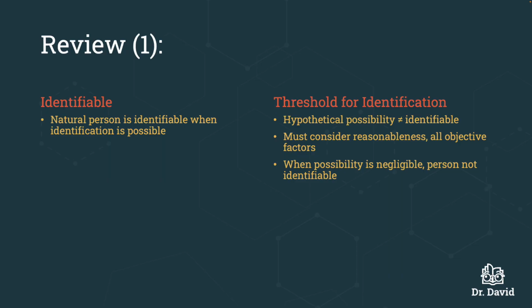In this lecture, we went over part 3 of the definition of personal data. We looked at identified or identifiable. Remember that a natural person is identifiable when identification is possible. When it comes to trying to determine whether or not a piece of data is considered personal data, remember that if there's a hypothetical possibility that this data could be used to identify a person, that hypothetical possibility on its own is insufficient. Instead, we want to consider reasonableness and all objective factors.